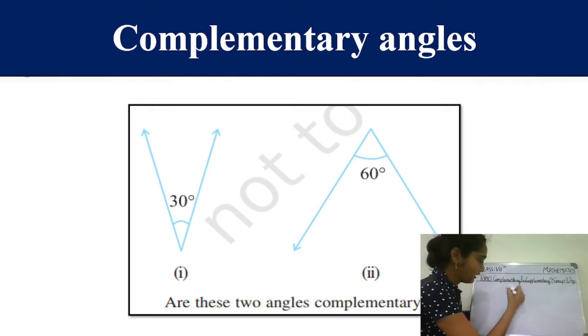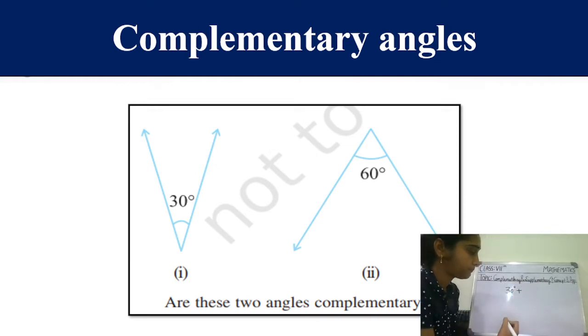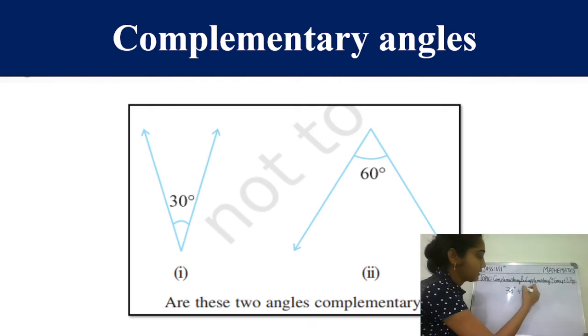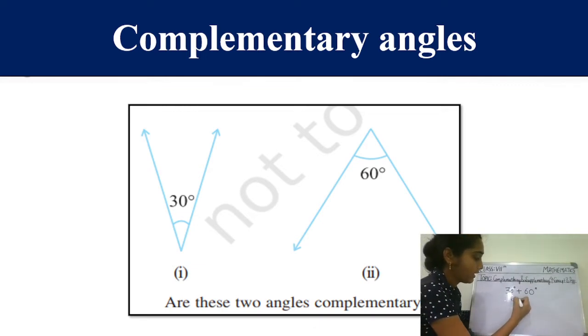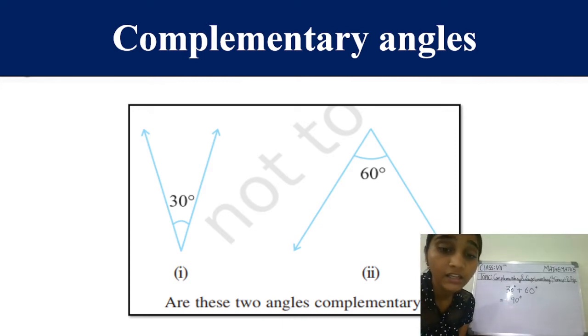It is 30 degrees. And what about the second angle? Yes, it is 60 degrees. Now if I add 30 plus 60, what do I get? I get 90 degrees, right? So now, yes, very good. So I can say that yes, these two angles are complementary angles.